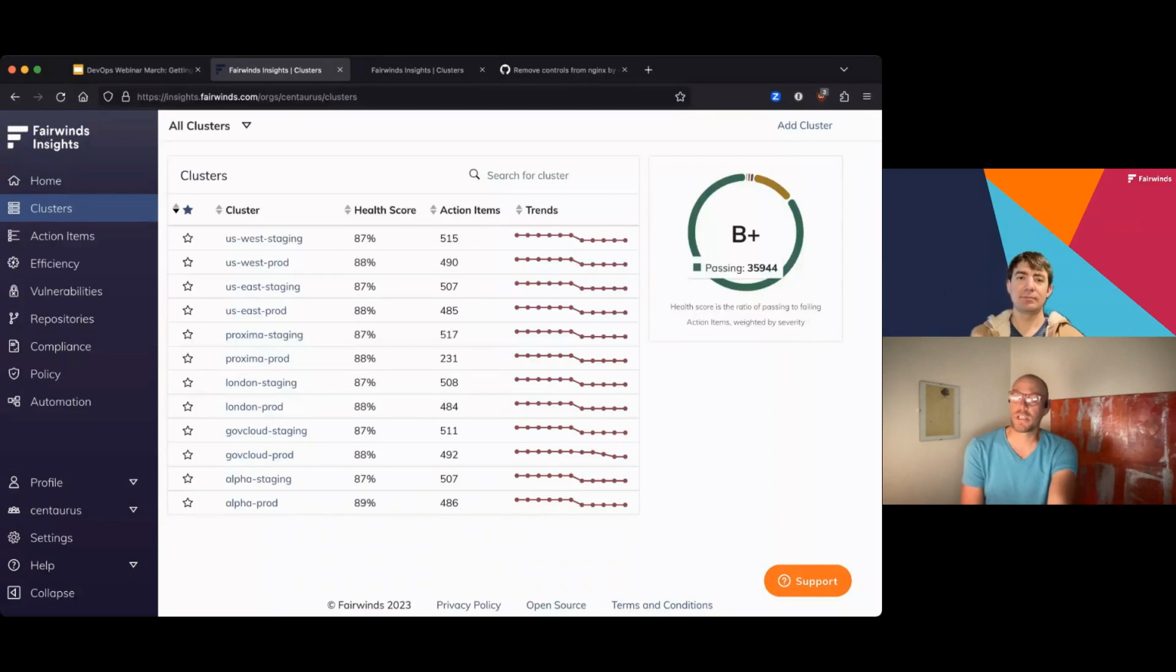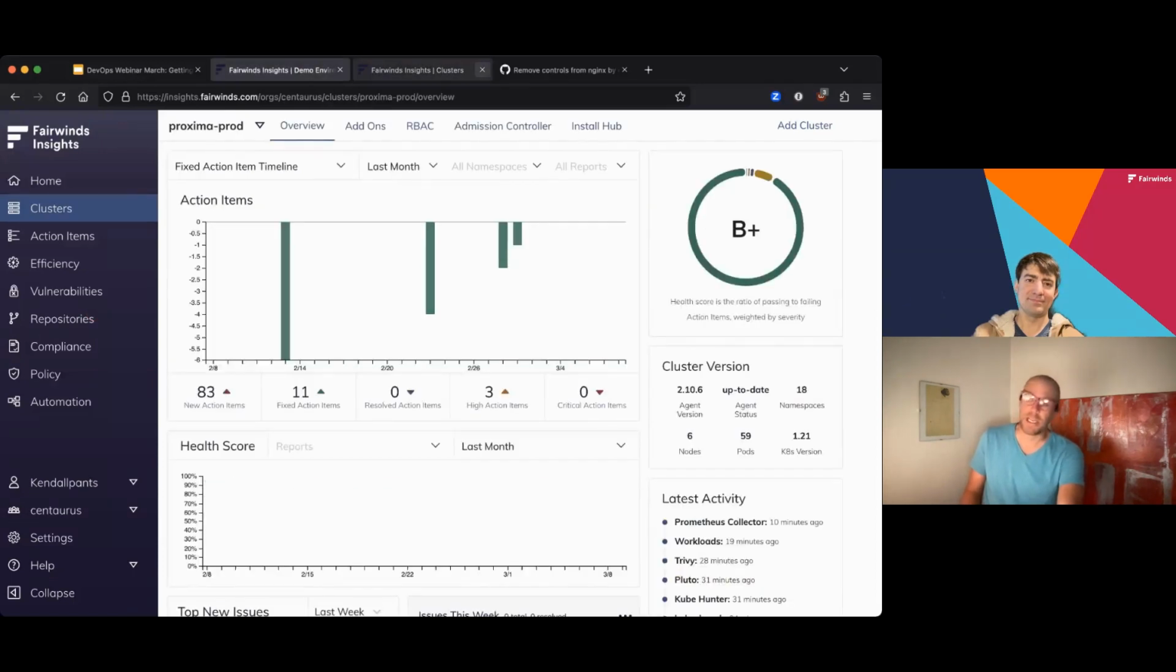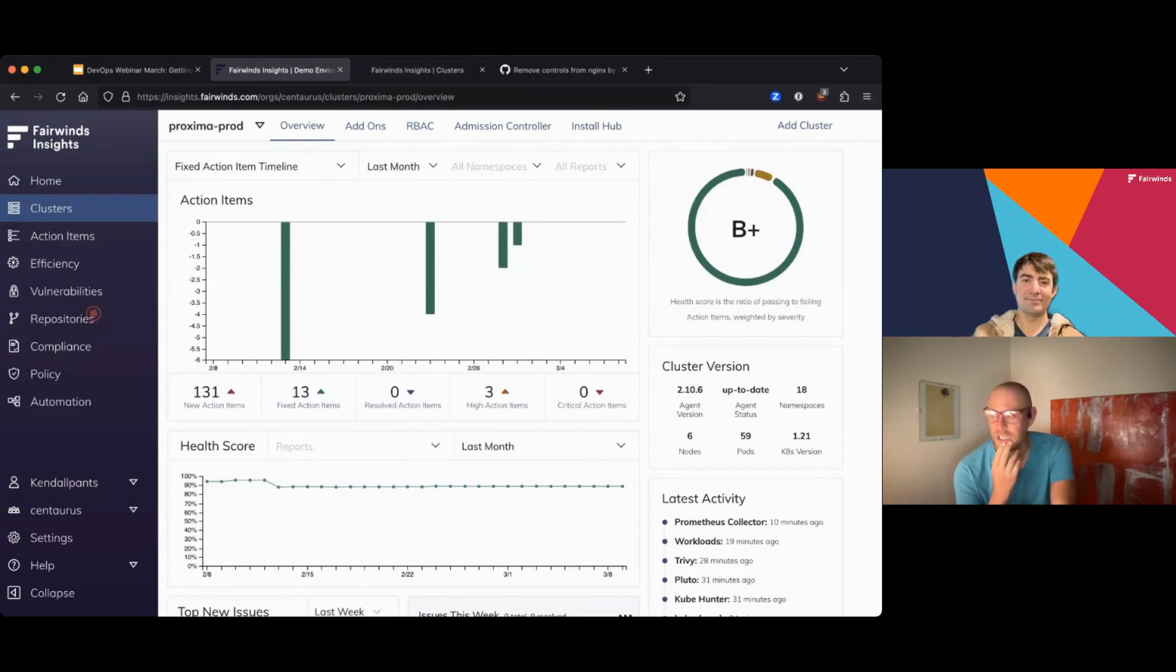And we give your organization an overall health score. This is based on a whole bunch of things that we're checking across your organization and saying whether you're passing or failing, whether these are high priority or low priority. And I can dig into any one of these clusters. Actually, I think maybe not. I thought I had that open already. This is a production cluster here. This one's giving me a B+ as well. We're showing where action items were removed from the cluster.